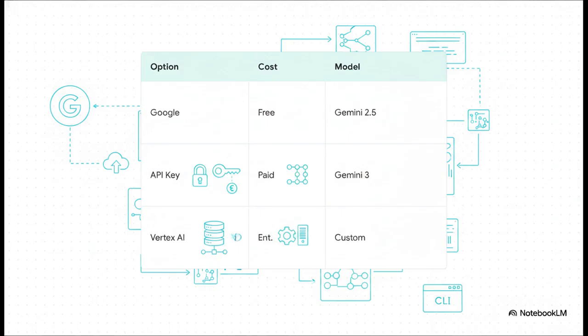Your second option is a Gemini API key, which you generate via Google AI Studio. You'll need this if you want to unlock the more advanced Gemini 3 model. And finally, there's Vertex AI, which is essentially an advanced hub meant for fine-tuning and deploying enterprise models. But again, for beginners, definitely just stick to the free Google account.